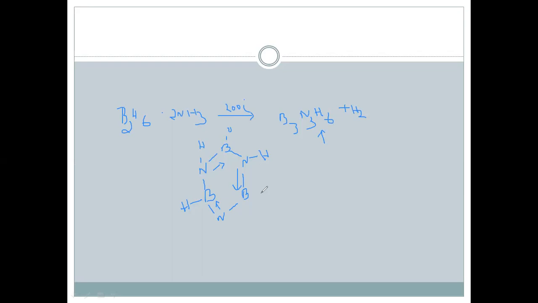The hybridization of the boron will be sp3. And there are three-center two-electron bonds in the diborane, also called banana bonds. Banana bonds are there in that, meaning we say the banana bond there. Okay.